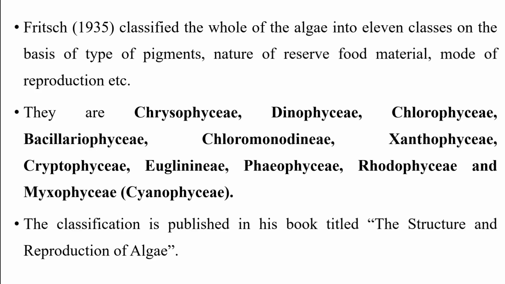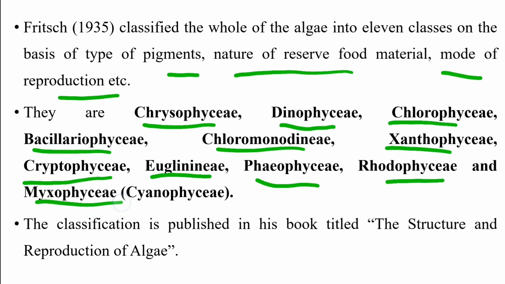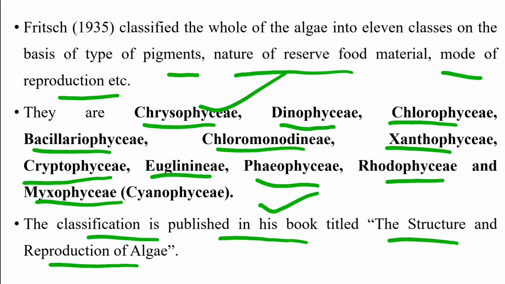He divided the whole algae into 11 classes. Remember, he divided the whole algae group into 11 classes on the basis of their pigments, nature of reserve food material, mode of reproduction, etc. Next, what are those 11 classes? Chrysophyceae, Dinophyceae, Chlorophyceae, Bacillariophyceae, Chloromonadini, Xanthophyceae, Cryptophyceae, Euglenini, Phaeophyceae, Rhodophyceae, and finally Myxophyceae. Okay. This classification system was published in his book entitled The Structure and Reproduction of Algae.